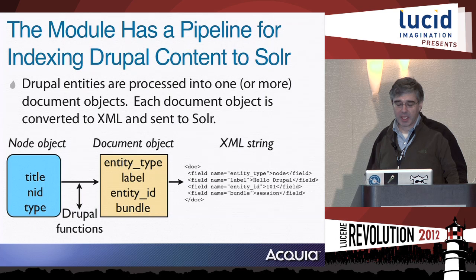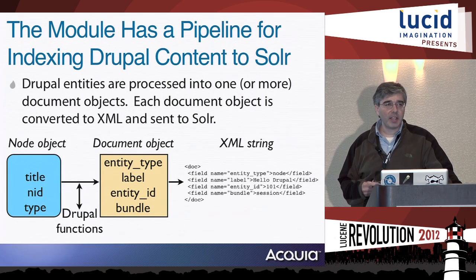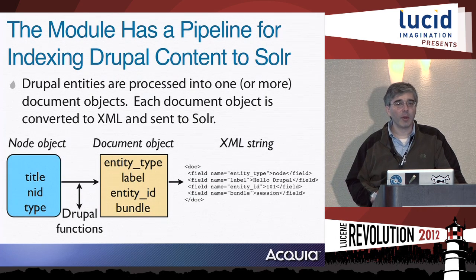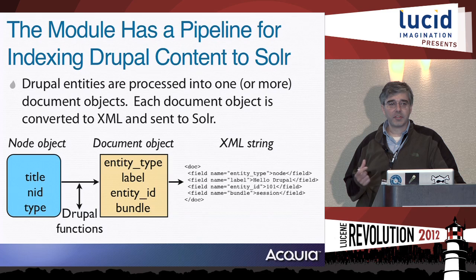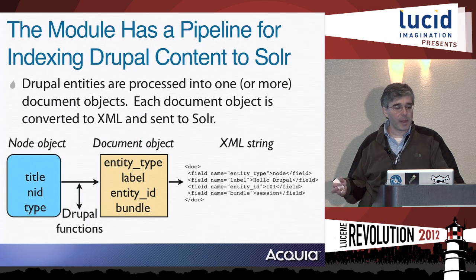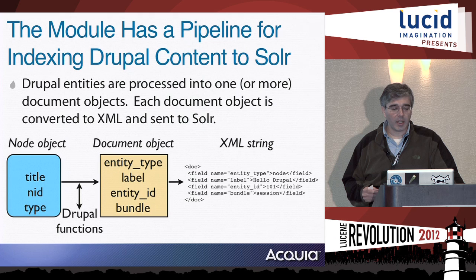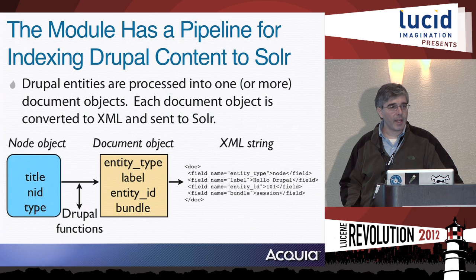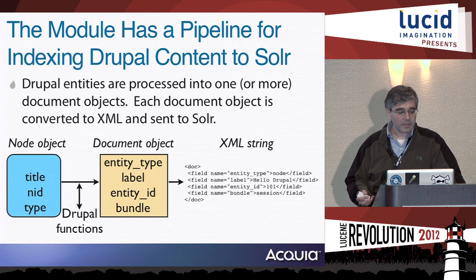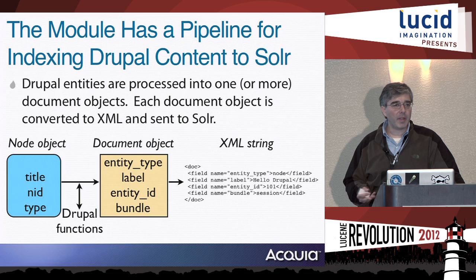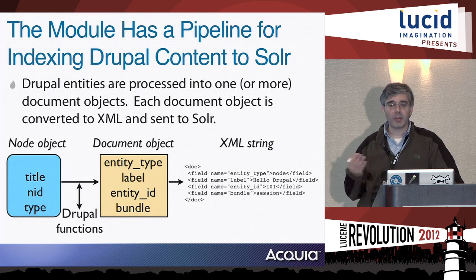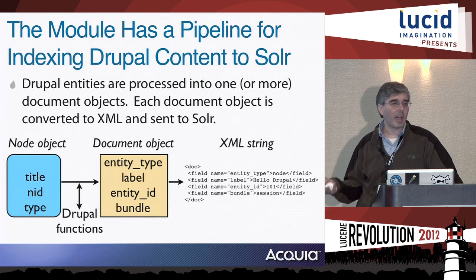The Drupal module has basically a built-in indexing pipeline, if you want to call it that. And this is a general schematic of how that works. I talked about Drupal content as nodes. So basically how this pipeline works is that we have a list of things that need to be indexed. We load those objects out of Drupal, and it gets all those dynamic data fields. We then pass that data into different Drupal functions that process it. That gives us another PHP object, which we could call a document. In fact, you can make multiple document objects from one entity.